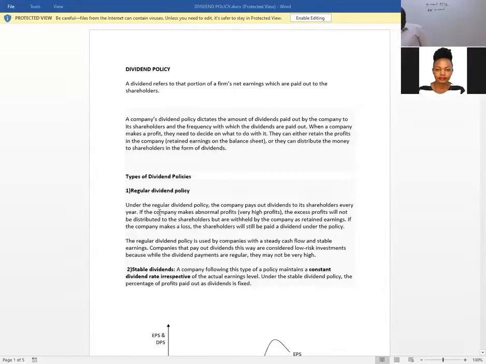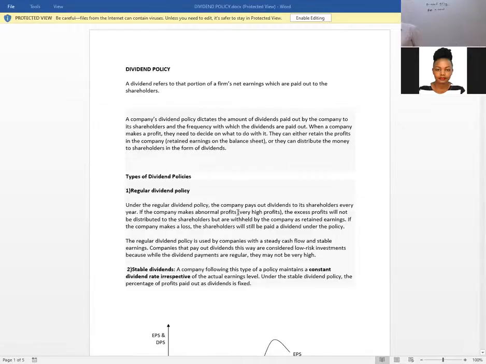Now we have the various types of dividend policies. Ladies and gentlemen, we have what we call the regular dividend policy. You have to take your notes, small notes. Under the regular dividend policy, shareholders at the end of the day will know how much they will be getting even before you announce. Why? Because you are regular with that kind of policy.